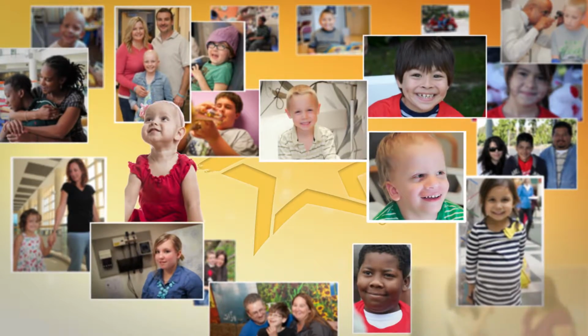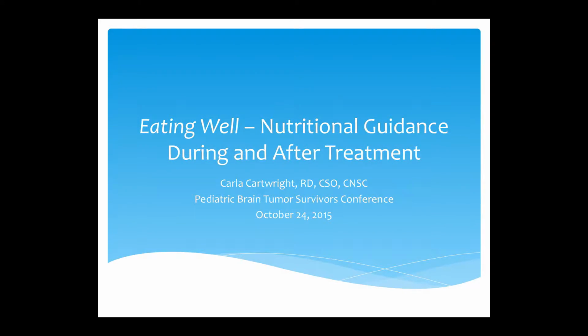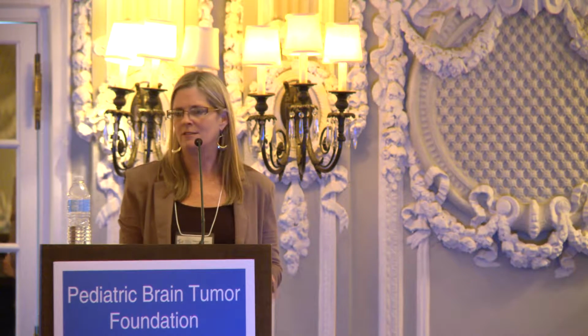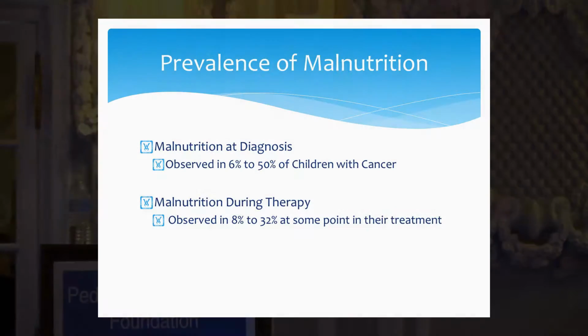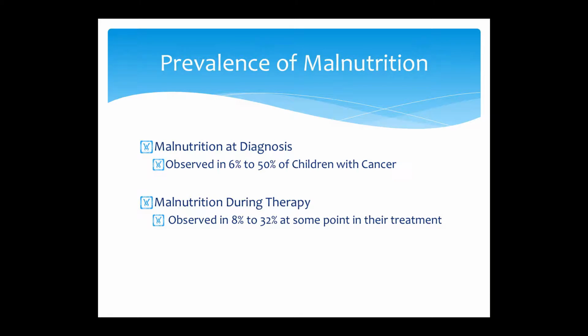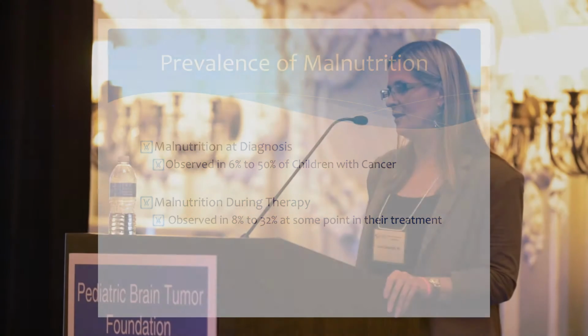For the prevalence of malnutrition, you'll see that malnutrition at diagnosis is anywhere from 6 to 50% of the children at diagnosis. That's such a huge variance in those percentages, and primarily it's because there is no definitive definition for malnutrition. A lot of institutions use different parameters to define malnutrition. Again, the variance varies a lot during therapy, from anywhere from 8 to 32% at some point during their treatment.